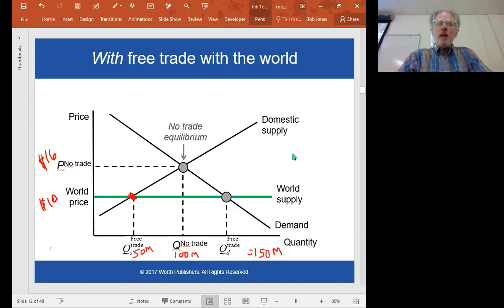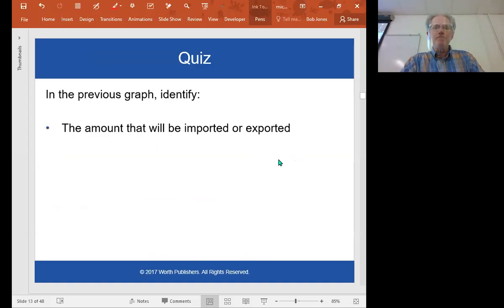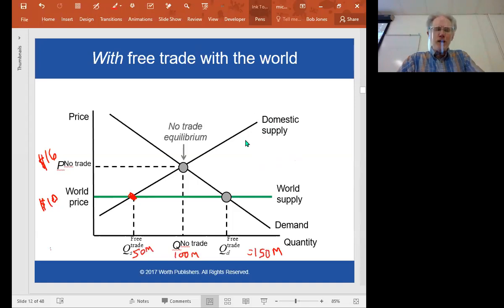So look at this graph, and we have some questions. Well, one question in the previous graph, the amount that will be imported or exported. Let's go back. How do we know if this country is going to be importing the product, or are we going to be exporting the product? Because obviously we do import some things and we export other things. How can you look at this and determine, well, first ask yourself, is it going to be imported or exported? Okay. What do you think?